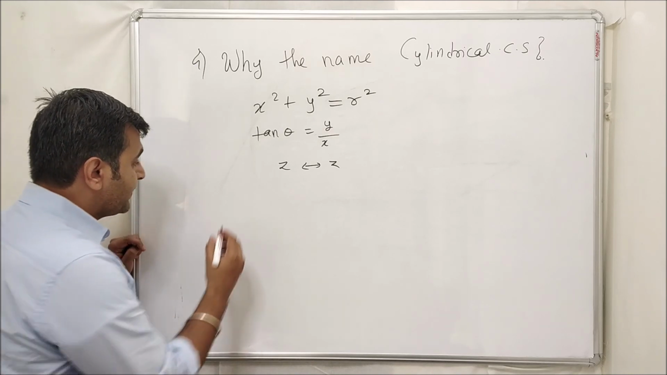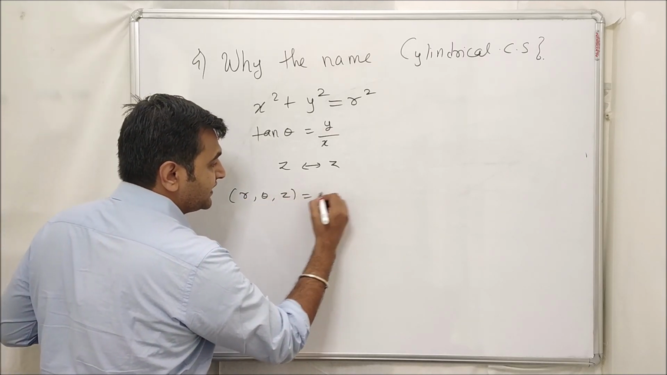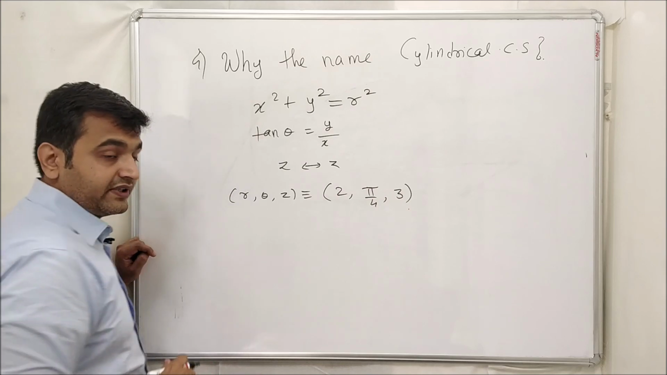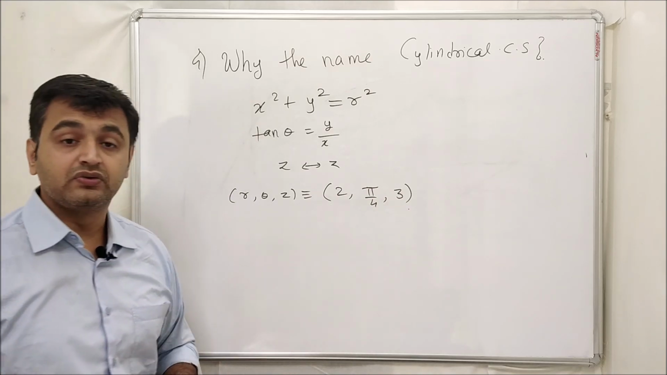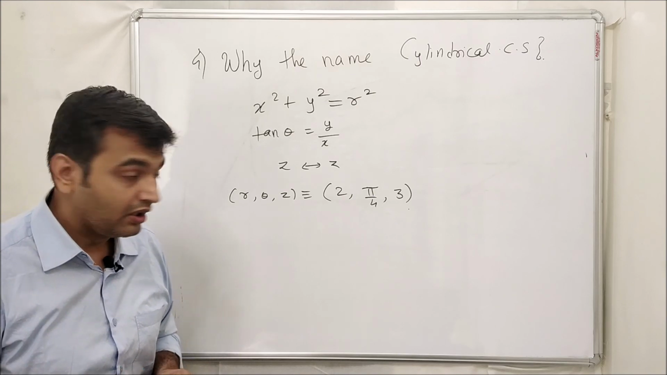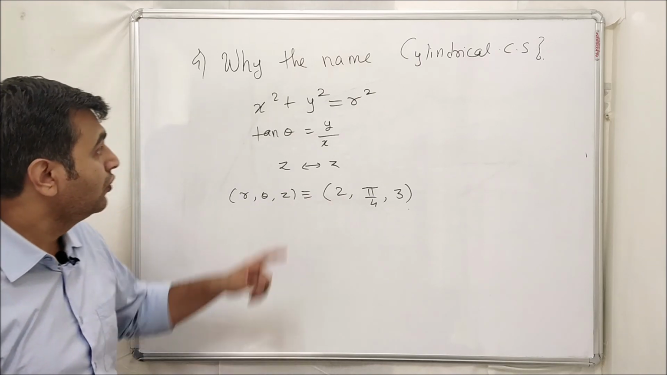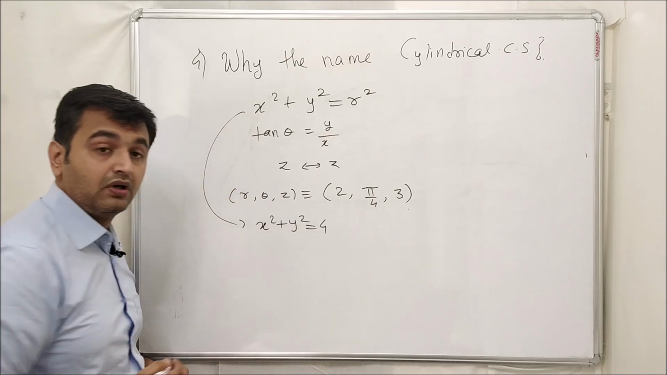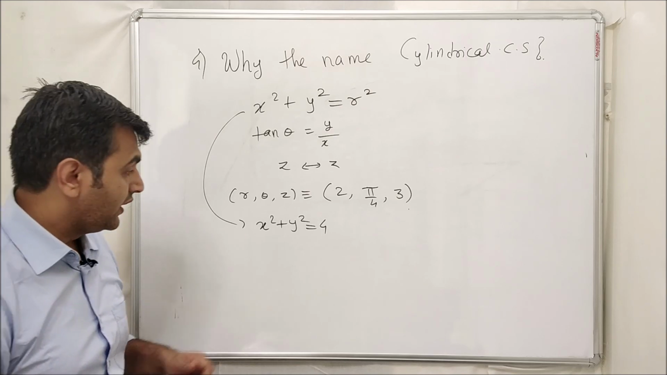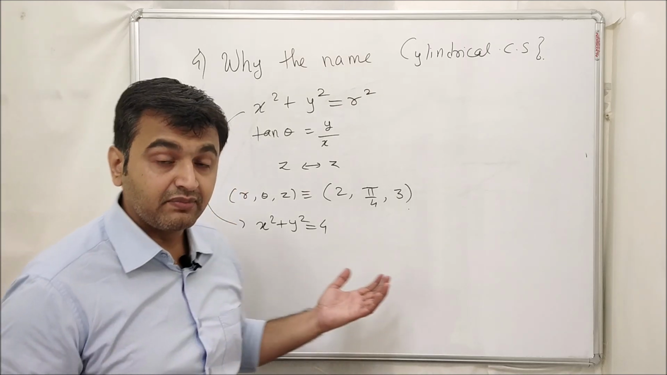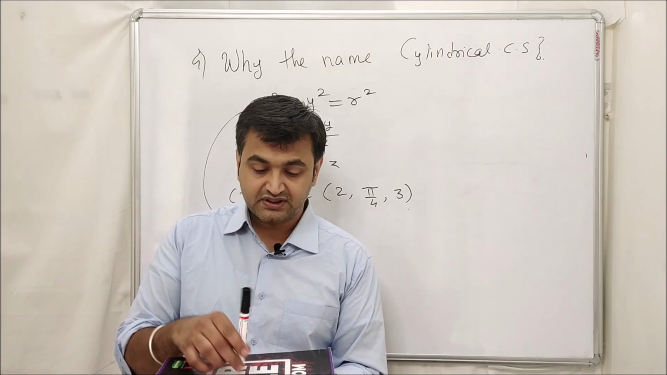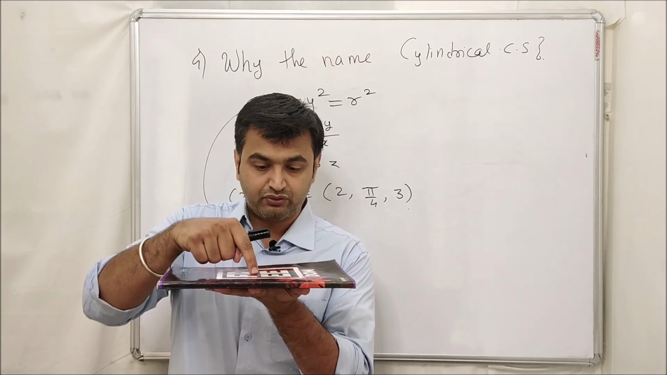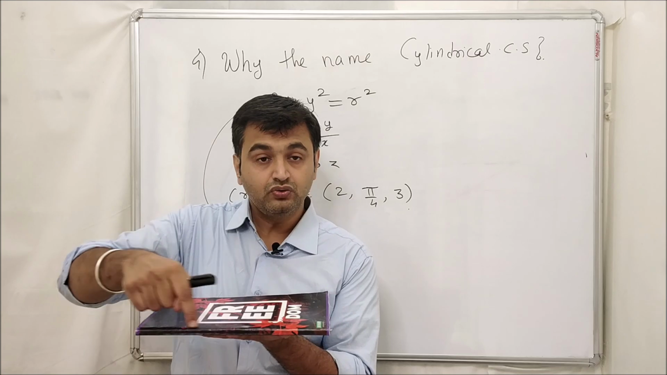Now, whenever I give a triplet, say r, theta, z equal to 2, pi by 4, 3, that means r is 2, theta is pi by 4, z is 3. Now how will you plot this point? As soon as I give you r equal to 2, from this relation we have x squared plus y squared equal to 4. In a 2-dimensional plane, it's a circle. Suppose this is my origin in between; you draw a circle of radius 2.